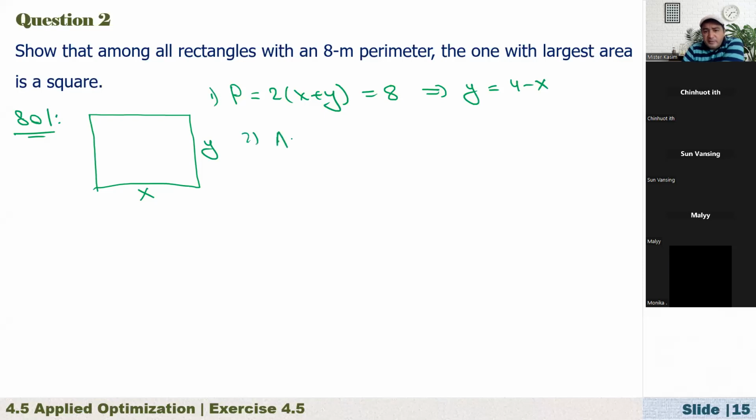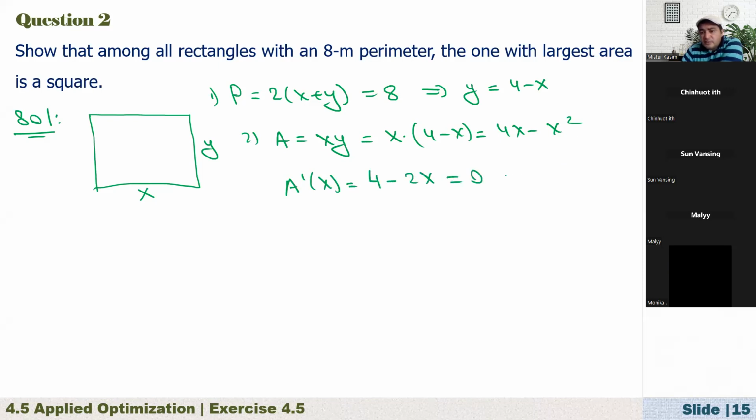So what is the area? Area is equal to x times y. And x times, what is y? It is 4 minus x. Or it is 4x minus x squared, right? Now let's find the maximum or minimum value of this function. So A prime of x is equal to, here we have 4 minus 2x. That's equal to 0. When is it equal to 0? If x is equal to 2, right? If x is equal to 2, then y should also be equal to 2, right?